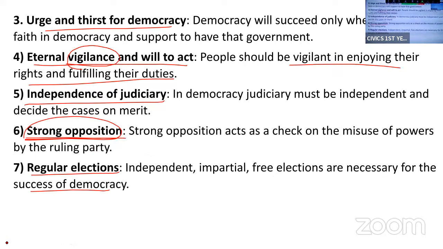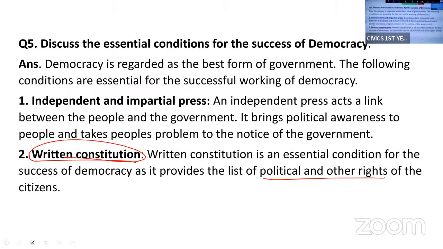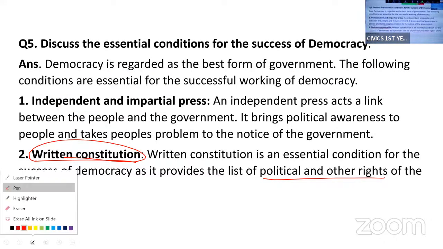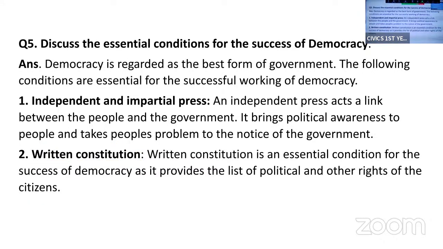We'll move back and check the conditions necessary for the success of democracy once again. Okay, what are the important side headings? The first is independent and impartial press. That is, the media should be independent, free from the control of political parties, and they should act impartially. They should not support any political party, and they should take the problems of the people to the government, and they should bring awareness among the people.